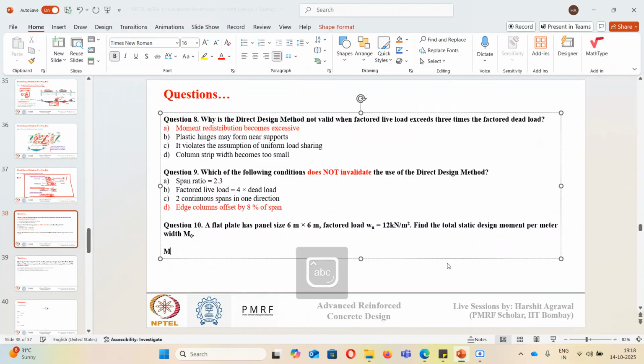Okay, so the formula for total static design moment is W into L2 into ln squared by 8. When we are talking about panel size, the ln and L2 values are given to us. So we get 12 into 6 into 6 into 6 divided by 8, which is 324 kilonewton meter. So this is my total static moment that is acting on the panel.